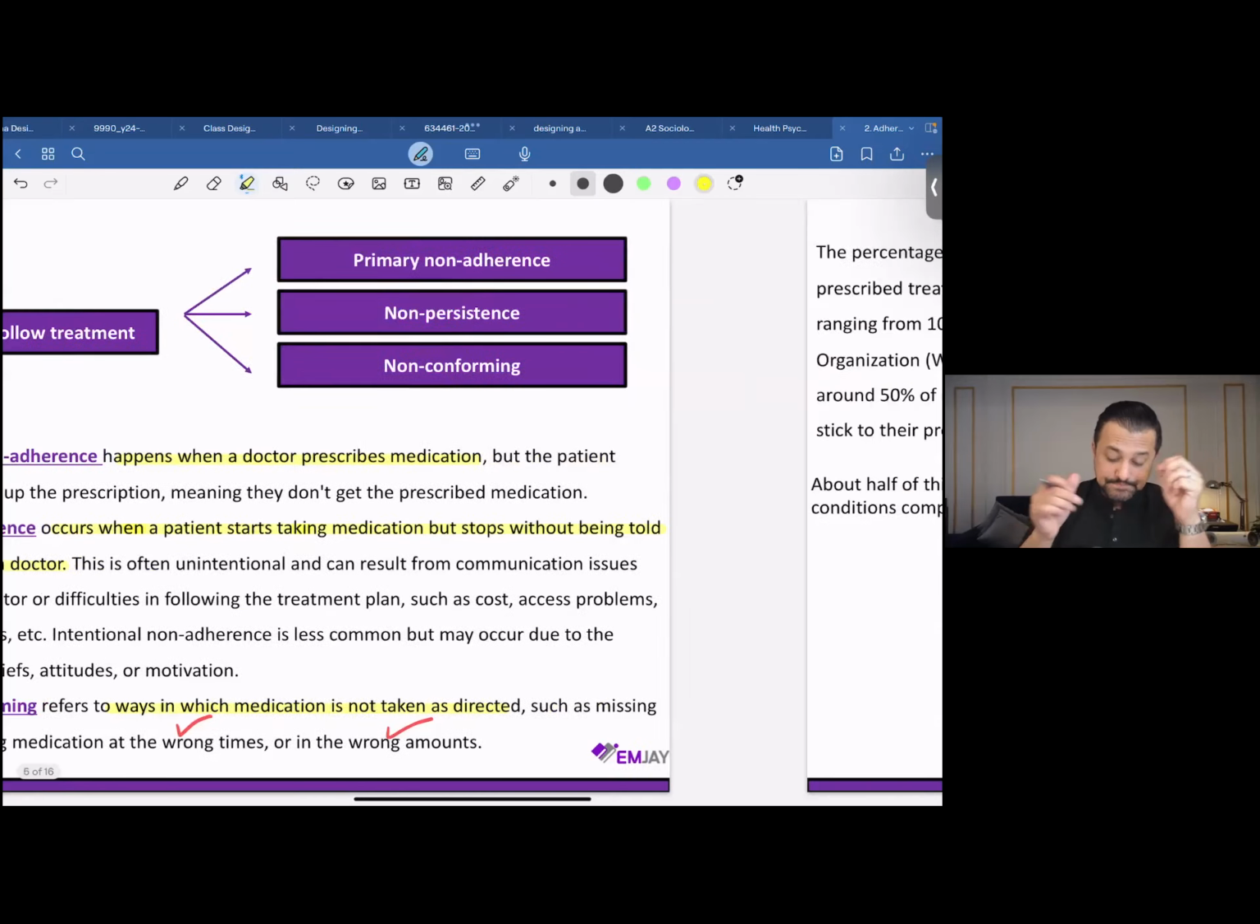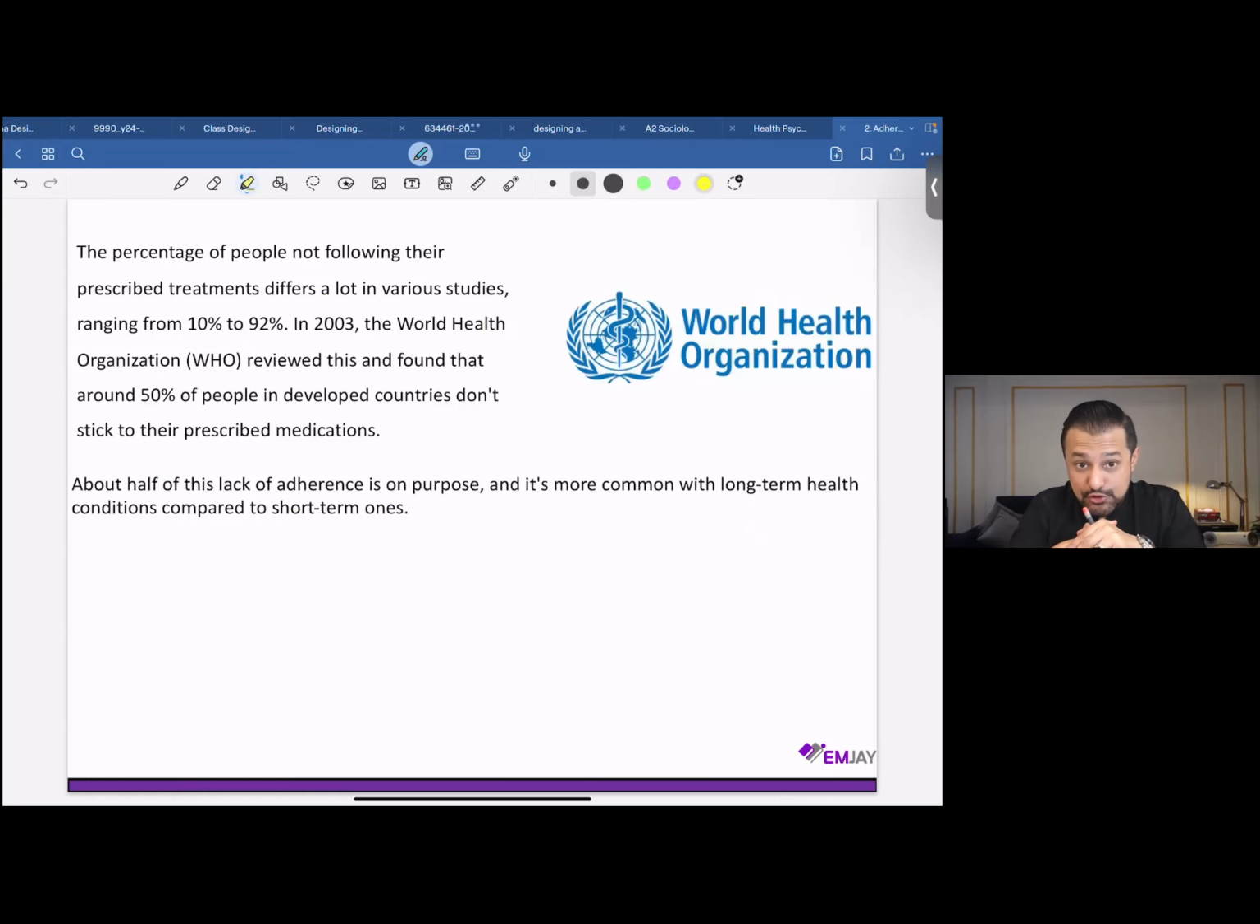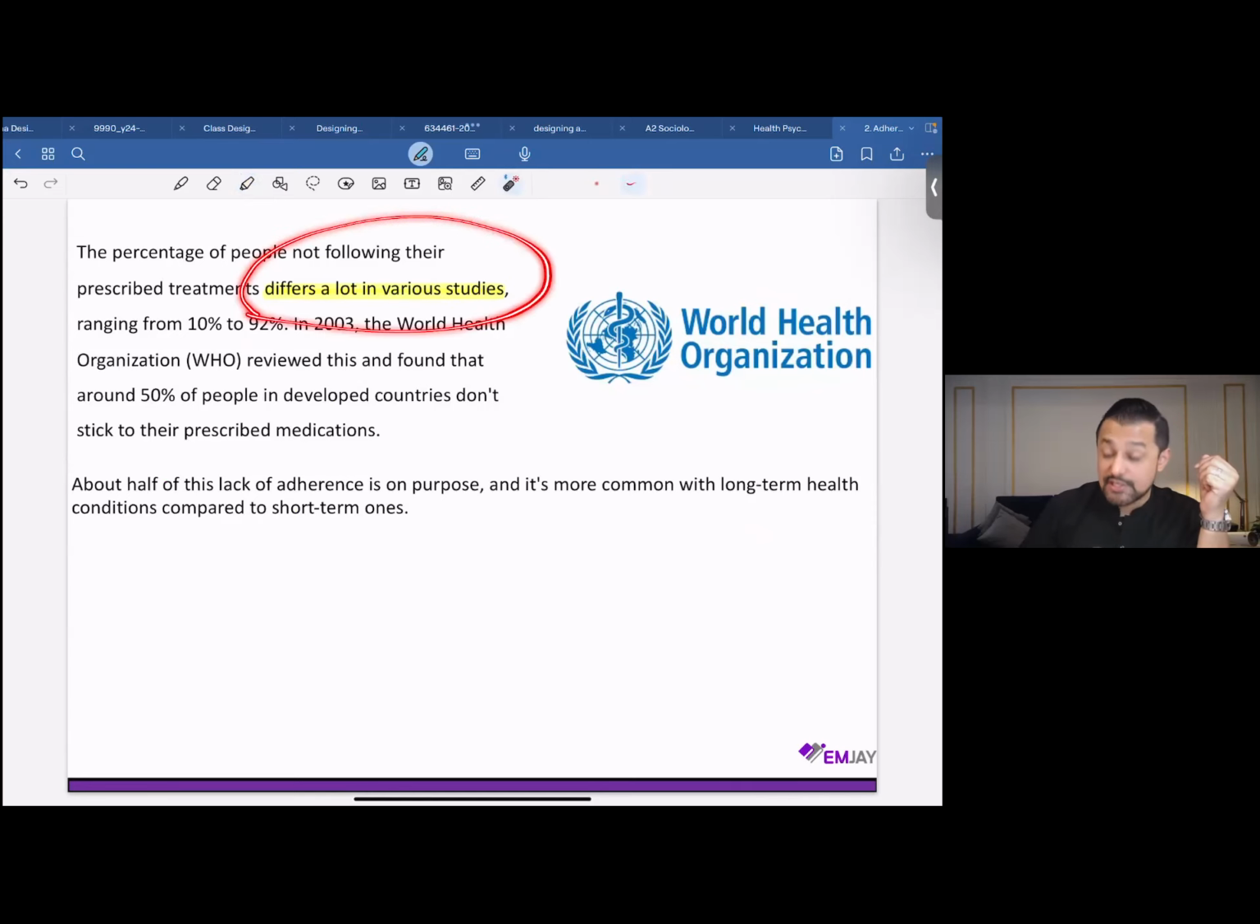Taking this ahead, according to the WHO, World Health Organization, the percentage of people not following the prescribed treatment differs a lot in various studies. So, what we understand from this is there have been various studies that have been conducted, and we found out that the percentage of people that are not following their prescribed medicines has a lot of variation, ranging from 10% to 92%. If you talk about the differences amongst individuals, it's a huge range.